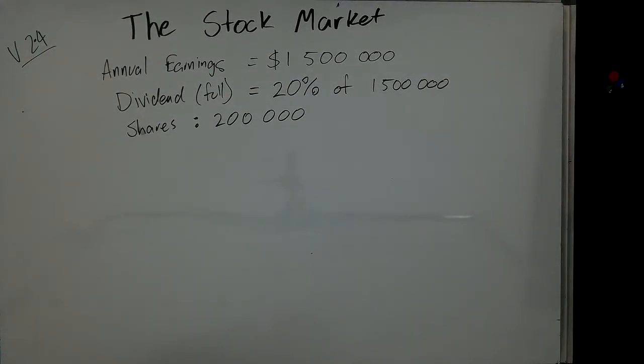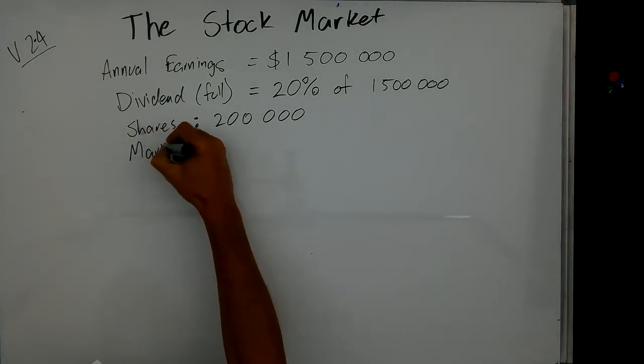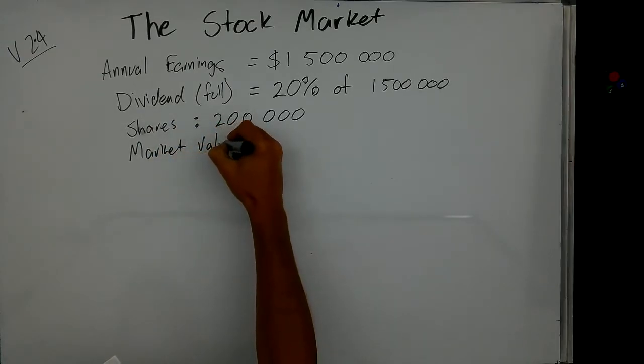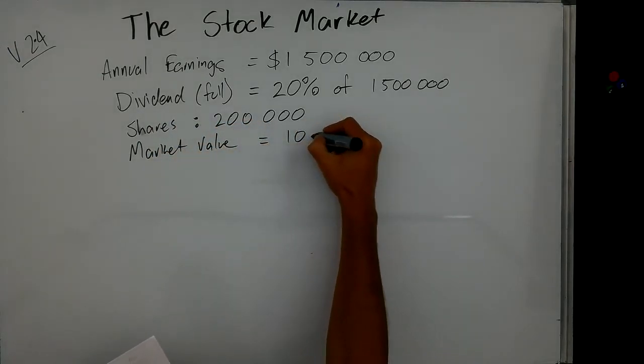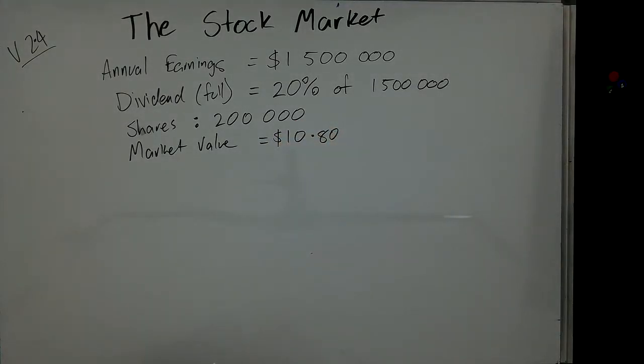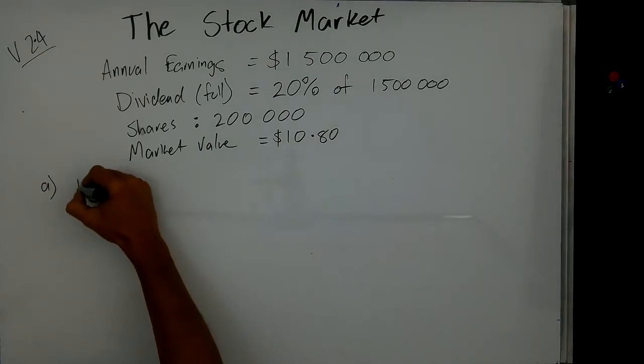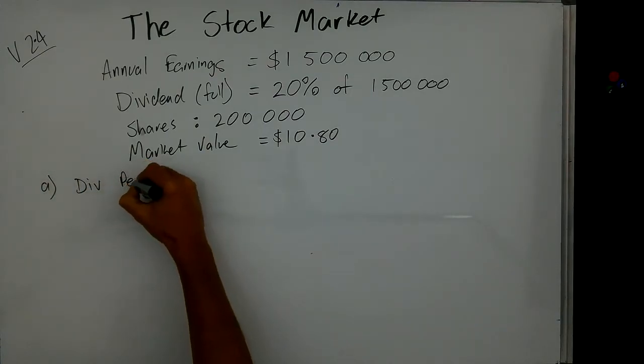And they reinvest the rest back into the company. Maxiford Industrial shares are trading at $10.80, the share cost, the market value. Shares, $10.80. Find, and we're going to find the three things that we have the formulas for. First one, find the dividend per share.